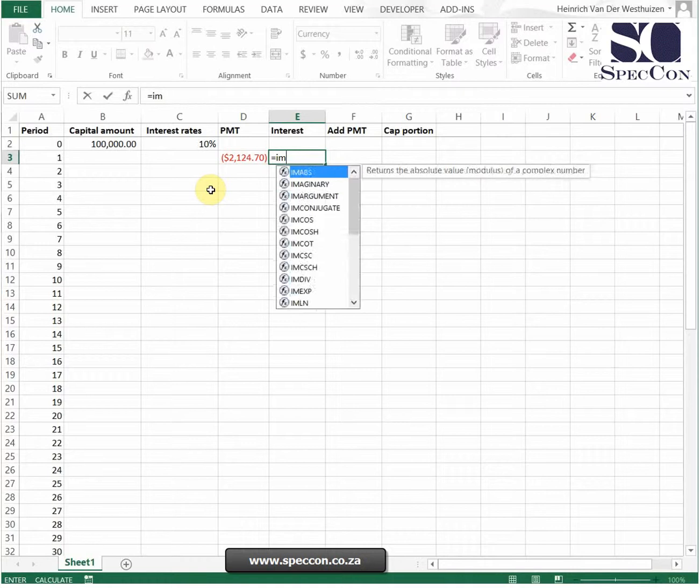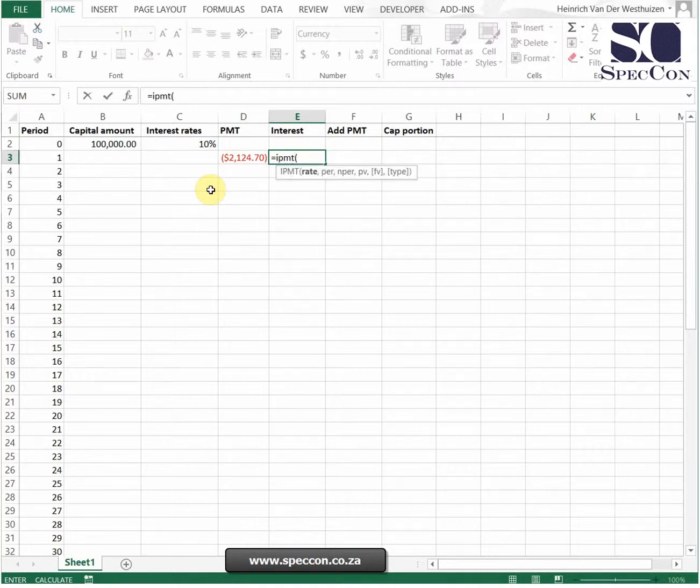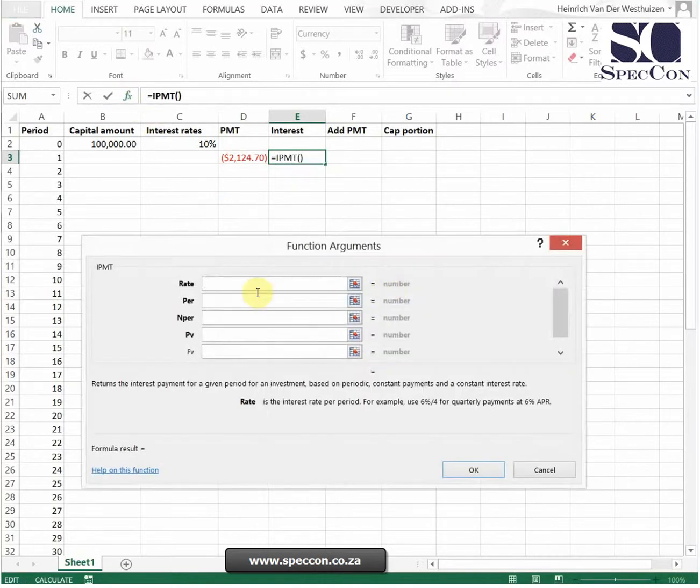With the I payment, we're going to do exactly the same, except for one difference. The rate again is going to be the previous period divided by 12. Now I'm not fixing it, because when I copy down, it needs to copy down and take the previous period's balance all the time. Let's just do the easy ones. The end period, again, is 60 minus the previous one. Our present value is the previous period.